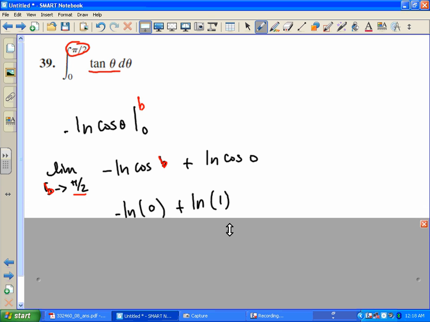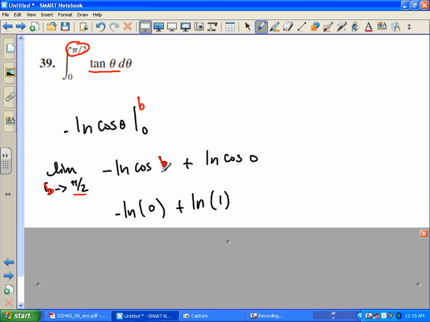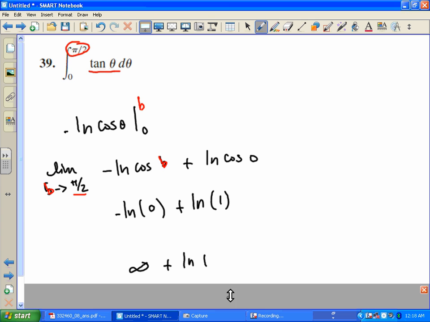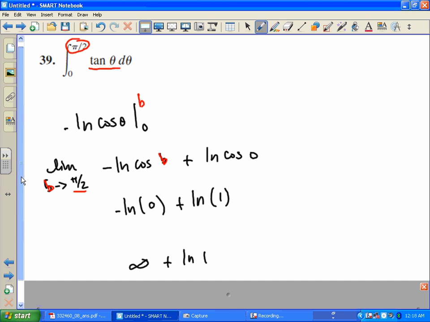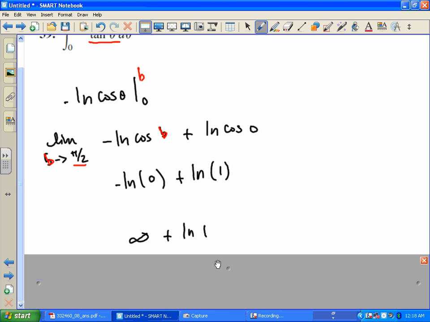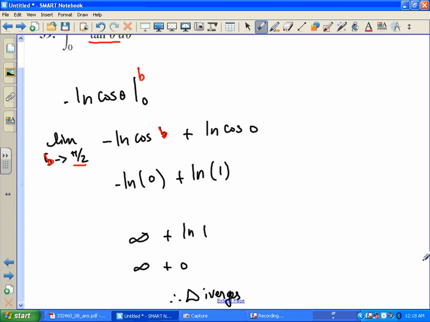I'm going to do this step by step. First of all, cosine of b. Since b is approaching pi over 2, cosine of b is approaching 0. And then we're going to look at what happens, obviously, with the natural log of that. The natural log of 0 approaches negative infinity. The opposite of that would be infinity. And since we have infinity plus natural log of 1, this will obviously diverge.